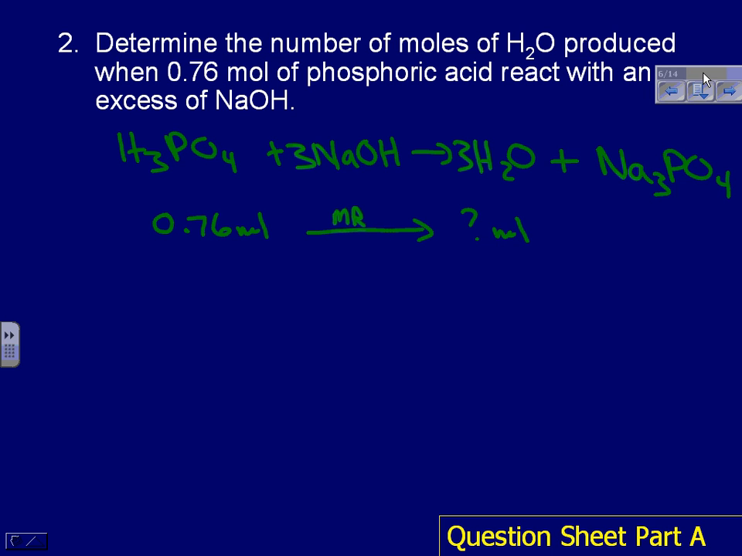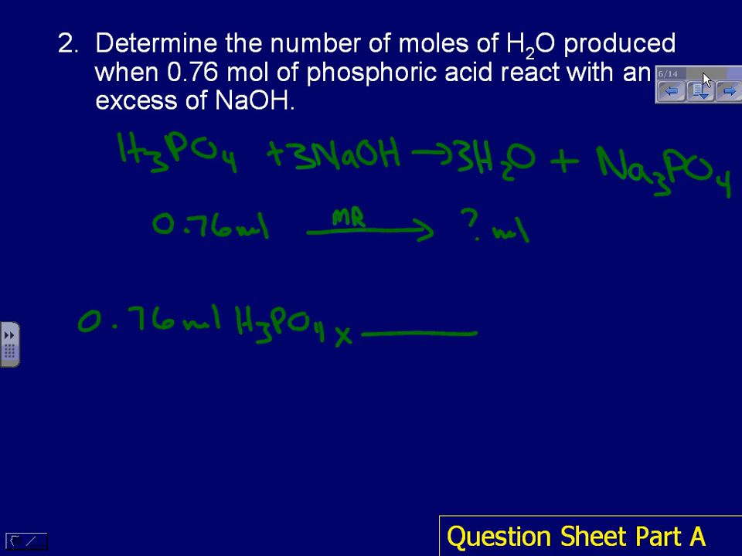Excellent. I think we're ready to go. We have all the tools that we need. Write down what you have. 0.76 moles of H3PO4. The conversion factor I need is the mole ratio as described in the map. What I have, where does it go?